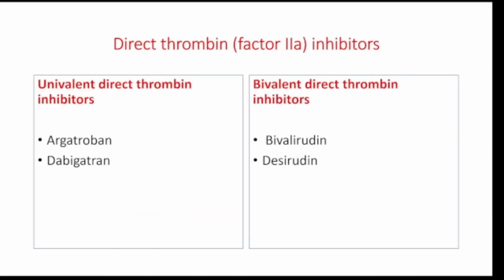So now how many medications have we covered already? Around 7 medications. Next we have direct thrombin inhibitors. Direct thrombin inhibitor means inhibiting factor 2A. Thrombin stands for 2A, activated factor 2. So we are talking about a group of medications that inhibit factor 2.